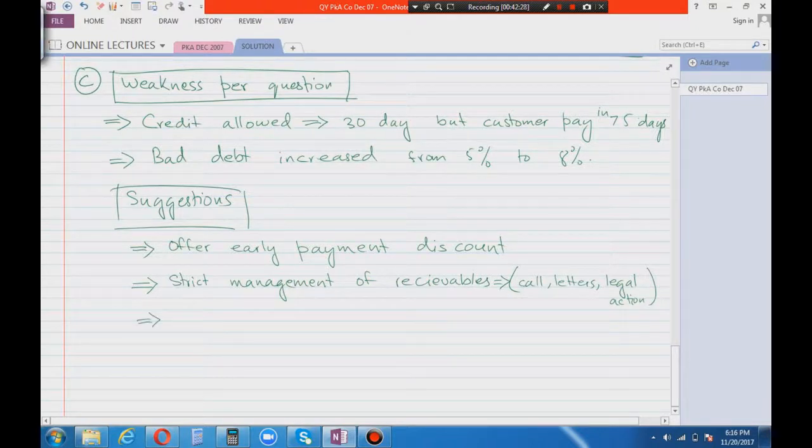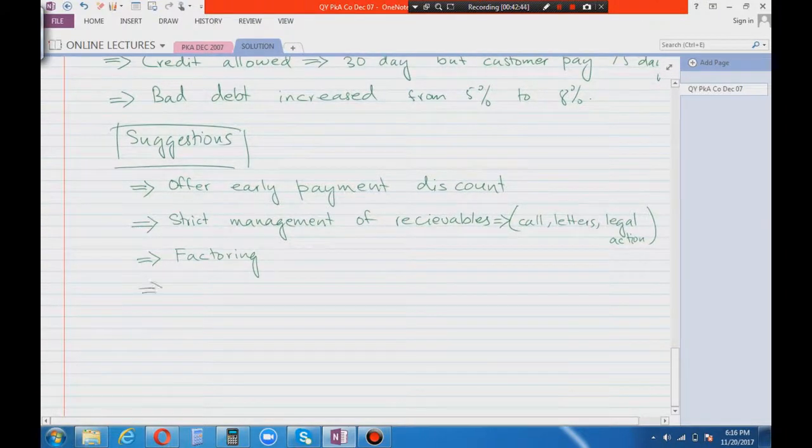Maybe you should take the facility of factoring. For example, you should take help from a factor. And maybe before selling anything next time, you should check the credit worthiness, right? Maybe you should start charging interest on overdue debt, right? So you can write as many things as you want, right? So start checking credit worthiness, or start charging interest, or many other things that you can write.